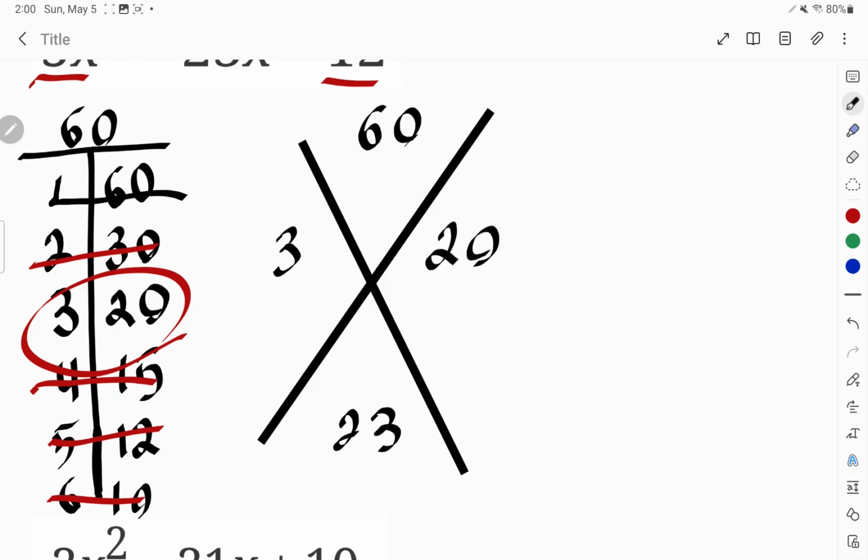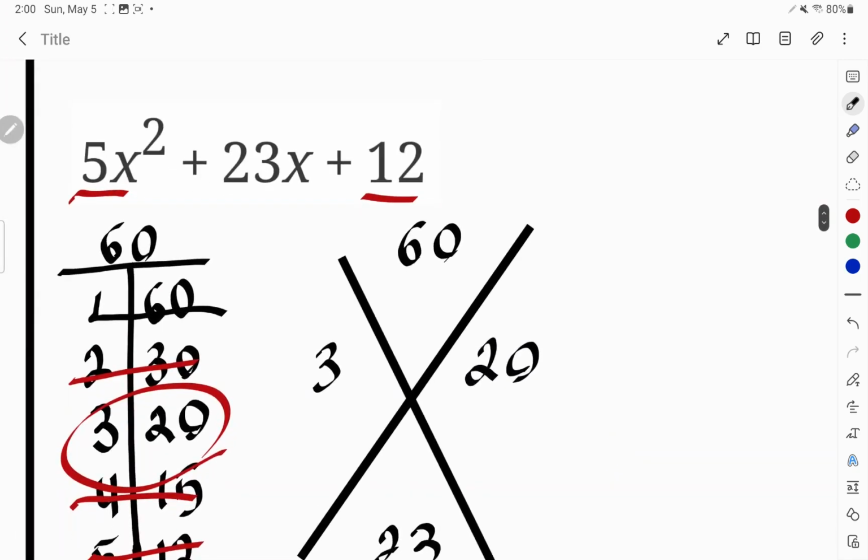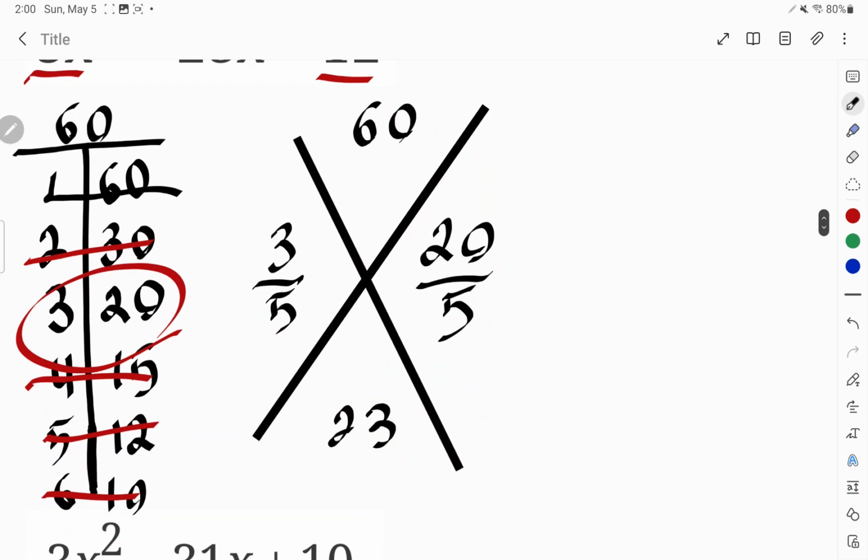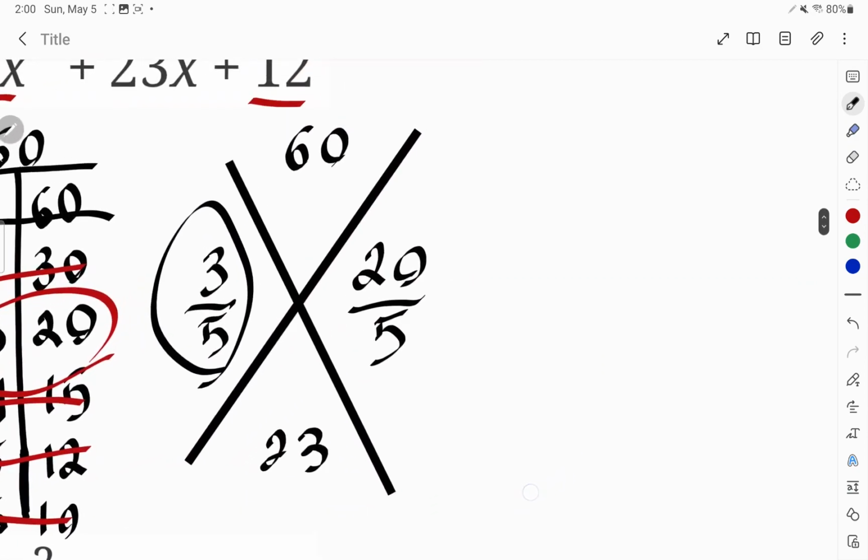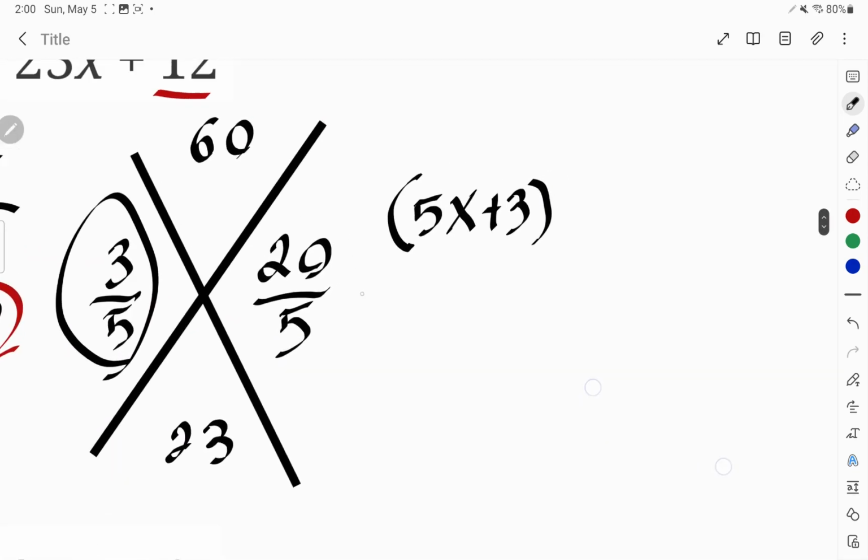And just like we did on the previous one, we need to divide by my A, which in this case is 5. Now, can I simplify the first fraction? No. So I'm going to start writing my answer. The bottom number goes in the front, and then x, then the top number, so 5x plus 3. Now for the second one, I can actually simplify. 20 divided by 5 is going to be 4. So the second one is just x plus 4.